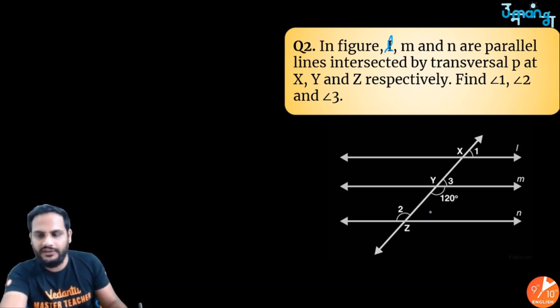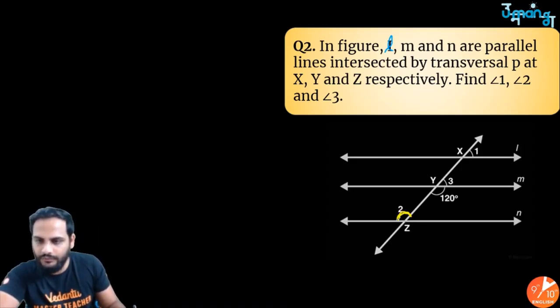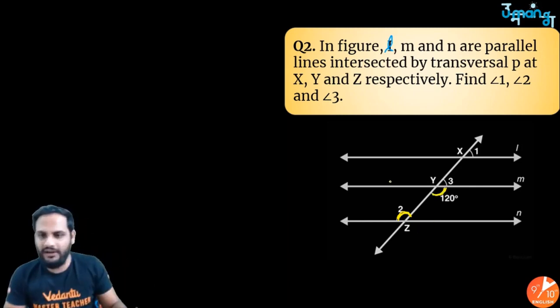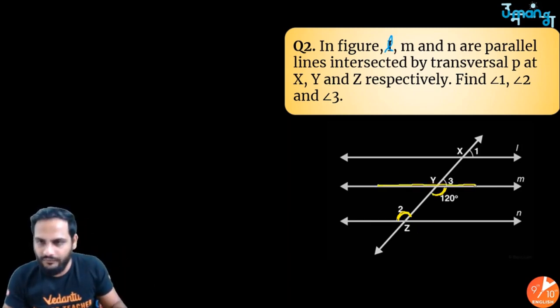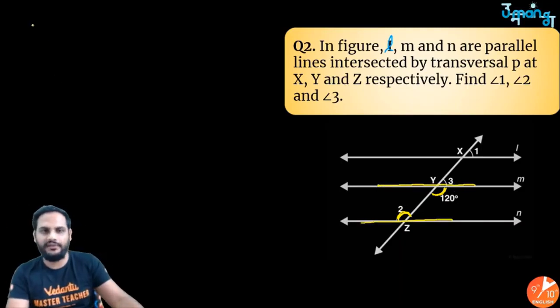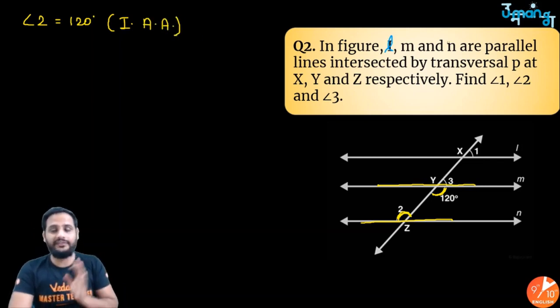So if I consider the line M and N, तो in that case angle 2 and this 120 degrees, they are both inside. M and N को consider करो, both are inside and on the opposite side of the transversal. So I can say angle 2 is equal to 120 degrees because they are forming a pair of interior alternate angles, as the question itself told me the lines are parallel.